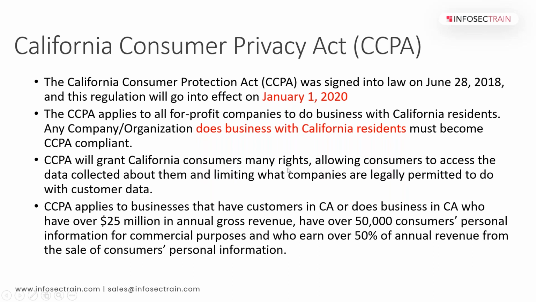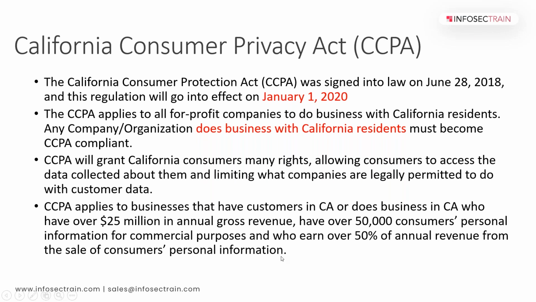And the rights are going to be there. What rights? All consumers have certain rights, and they are going to use those rights. And the penalties are going to be something like, if a business in CA who has 25 million in annual gross revenue, has over 50,000 consumer personal information for commercial purposes, and who earns over 50% of the annual revenue from the sale of consumer personal data.